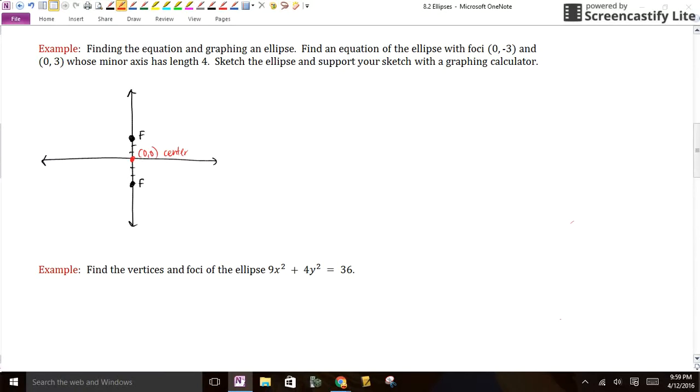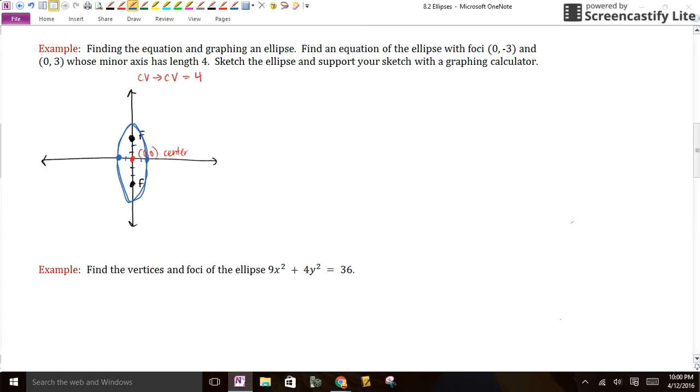And what else can I tell you? The minor axis has a length of 4. What does this mean? This means co-vertex to co-vertex is 4 units. So from the center, I would go 2 on each side. If I go left 2, that's a co-vertex, and right 2, that's a co-vertex. So the ellipse looks something like that. All right, so that's what our ellipse kind of looks like.